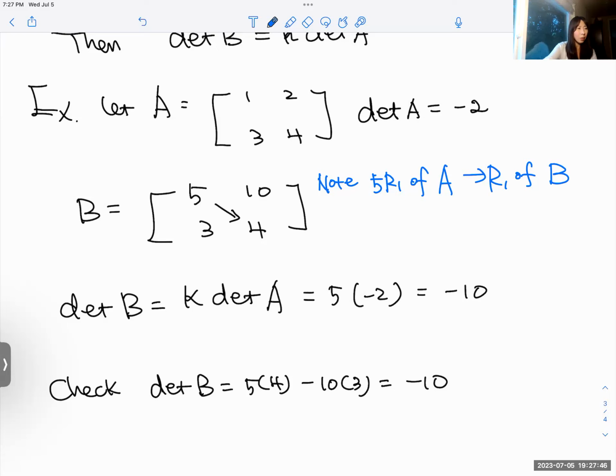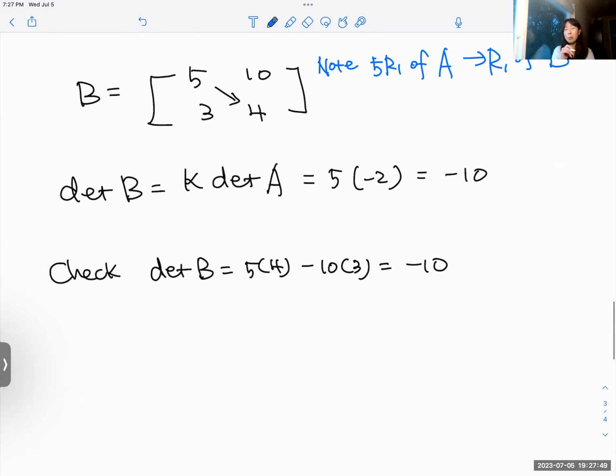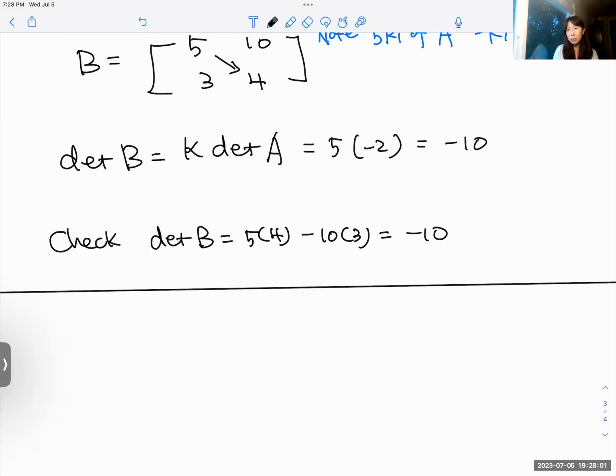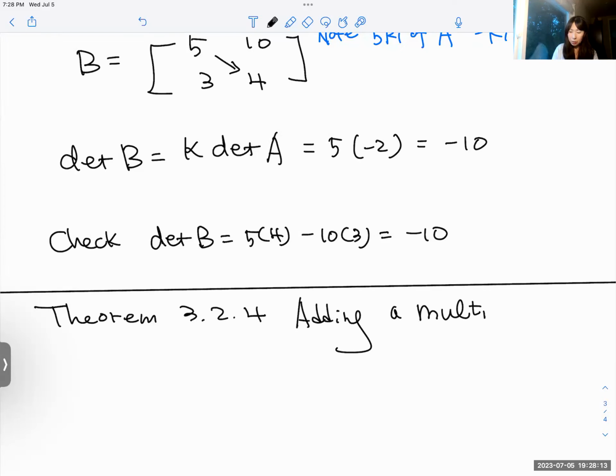Okay. Now we have another one, because the row operation has 3 steps, right? 3 strategies. So let us do this. Theorem 3.2.4, adding a multiple of a row to another row.